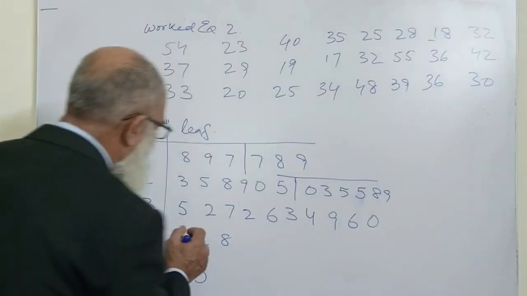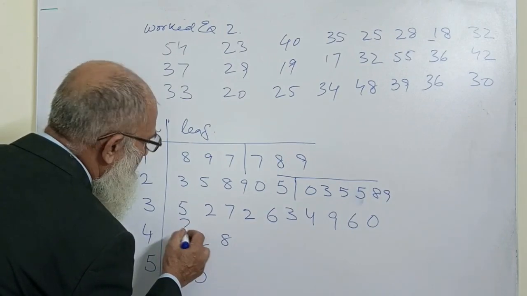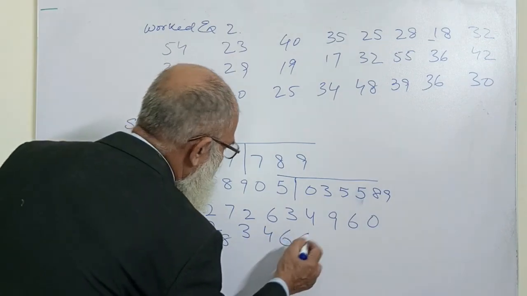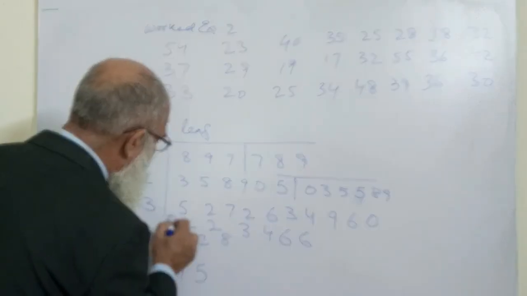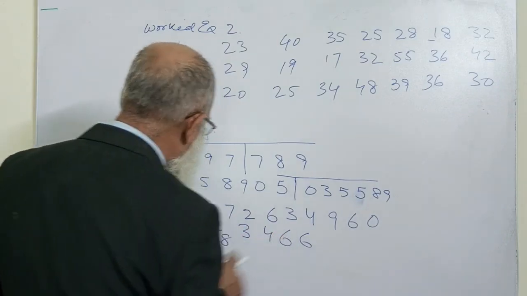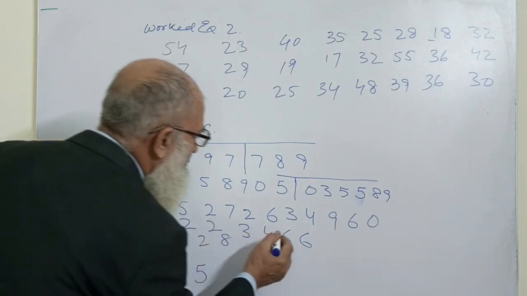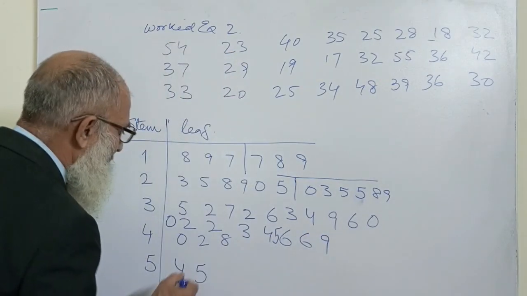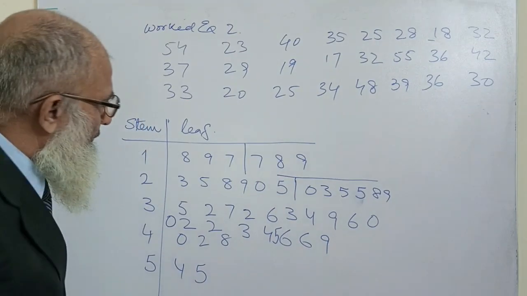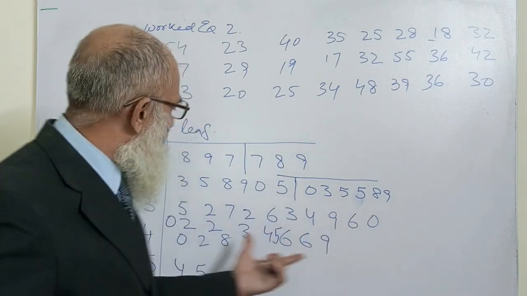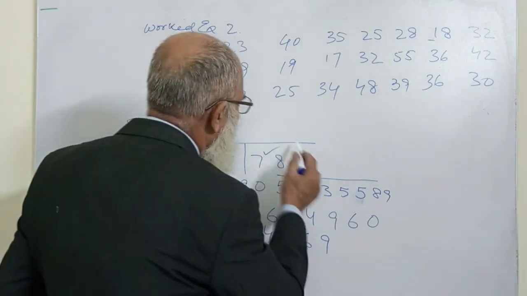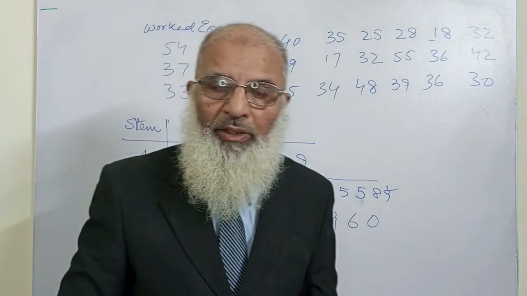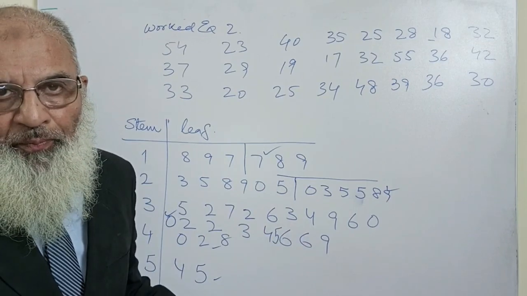Then for 3, write it over here, 2, 2, 3, 4, 6, 6. Of course 0, yes, there is also a 0. 5 is also there. 5, 6, 6, 9. And similarly, this is already arranged, this is already arranged. So you can rearrange them in ascending order also. All are now in ascending order. Now our answer is complete.